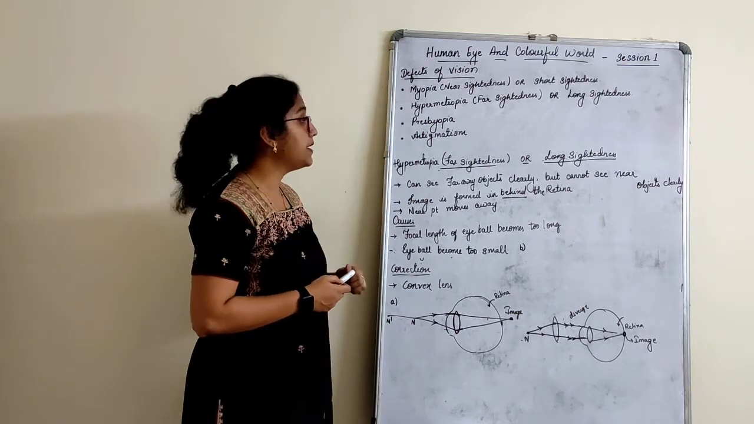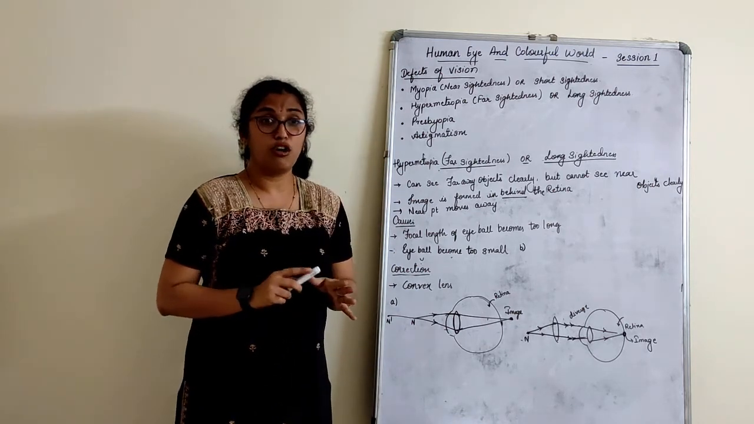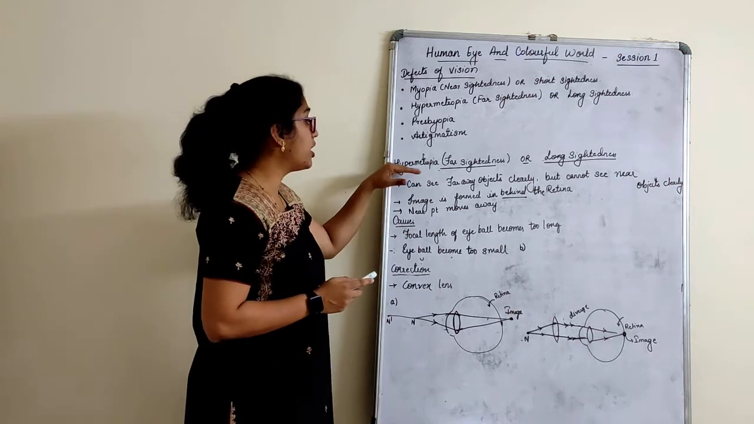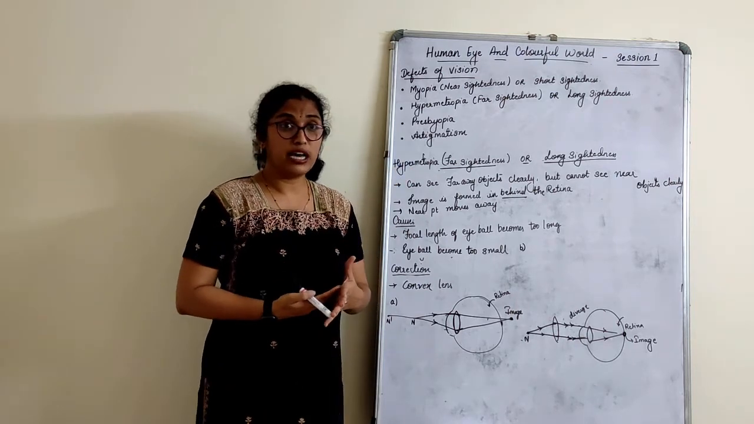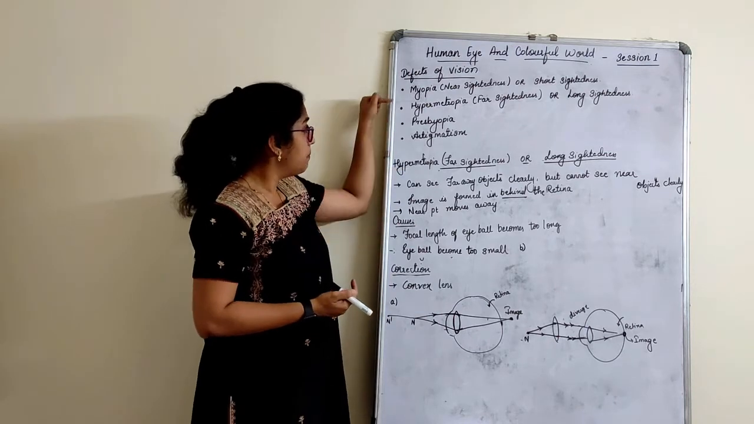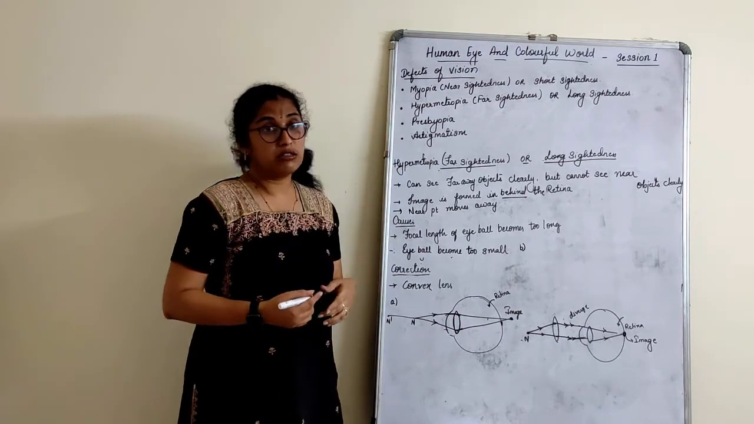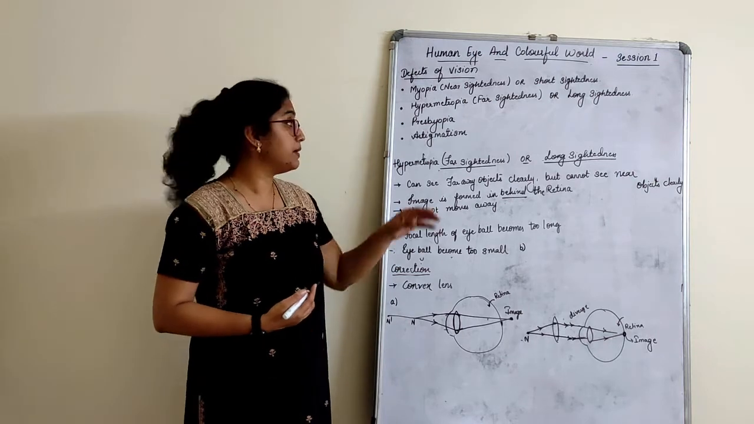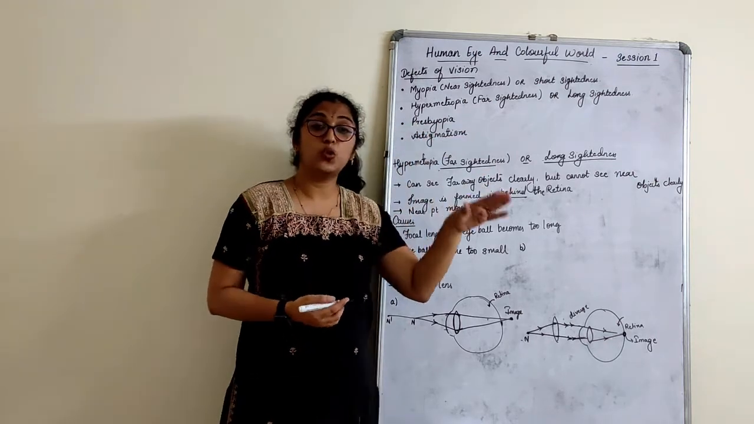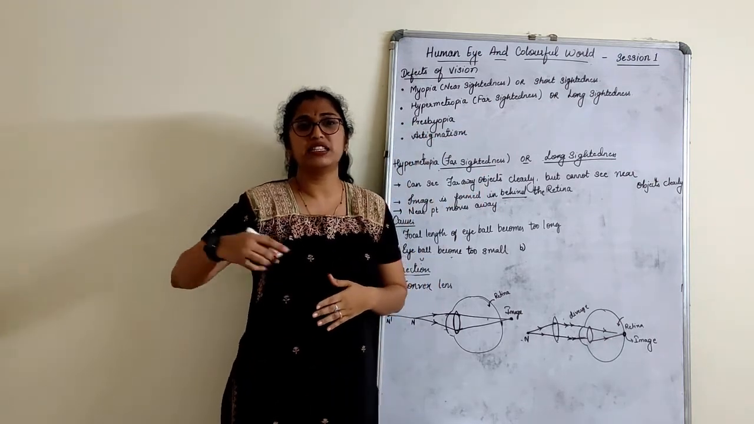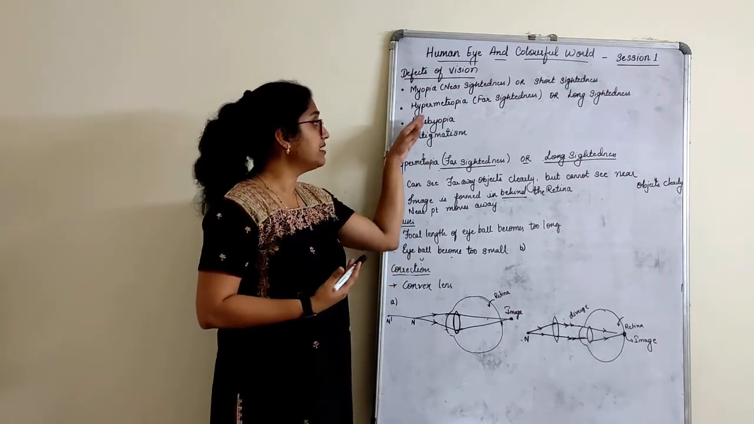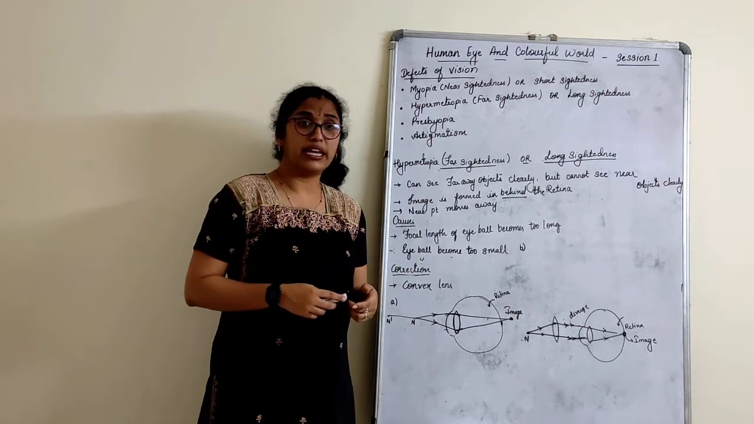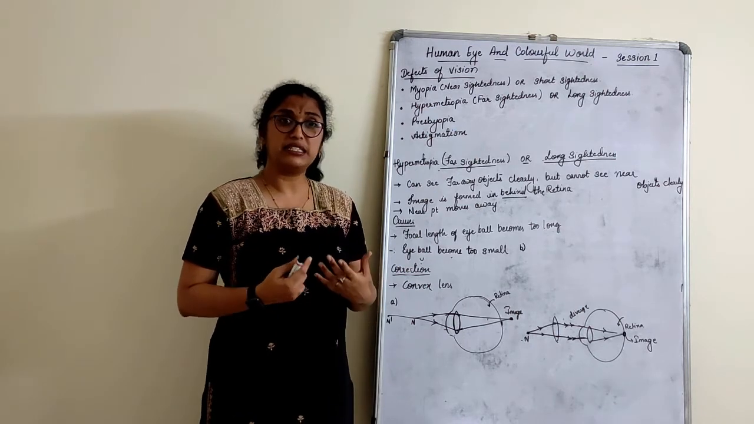Next we have presbyopia, which is also called old age hypermetropia. Why do we call it that? Myopia and hypermetropia have causes I have told you about. Presbyopia happens only in old age. As people start aging, we can get presbyopia. That means the same thing.